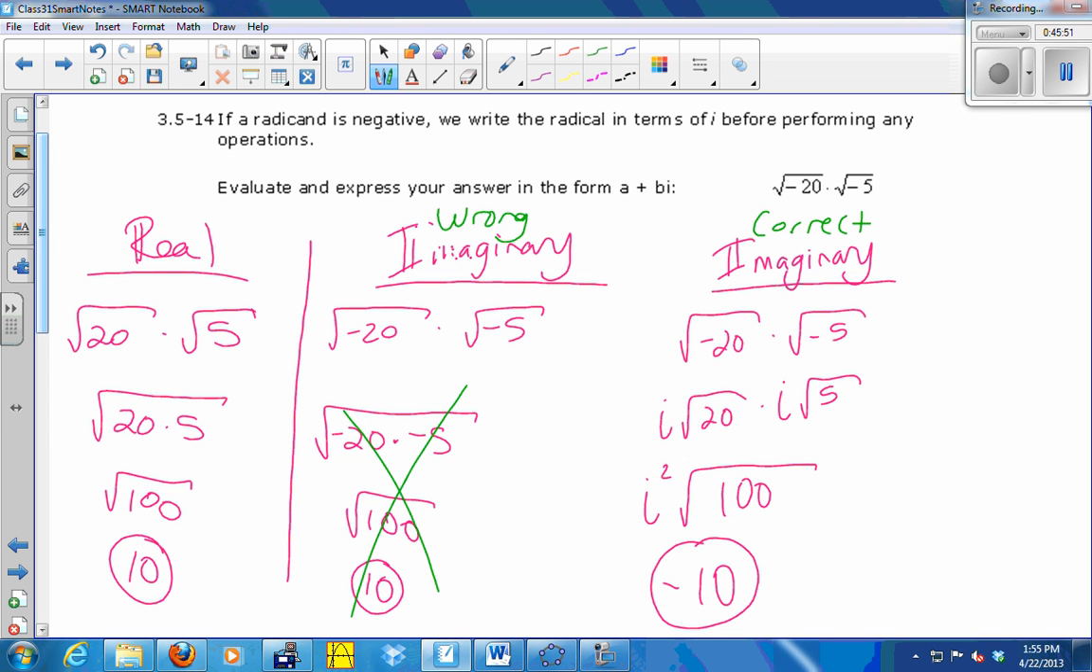Yes, so i squared is negative 1. i is just i, and it represents the square root of negative 1. It's just a symbol that we use to represent the square root of negative 1.